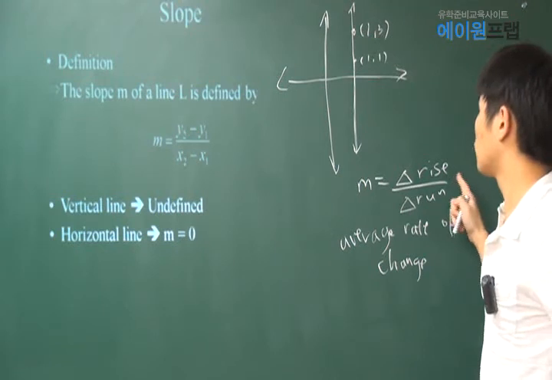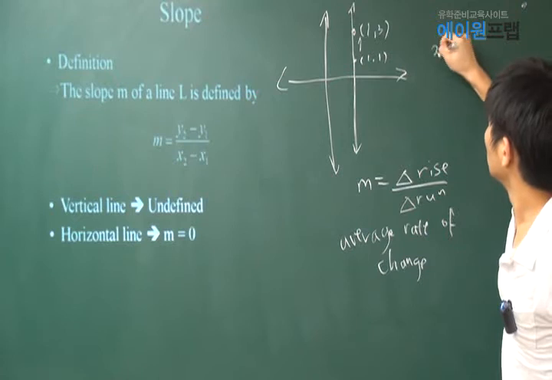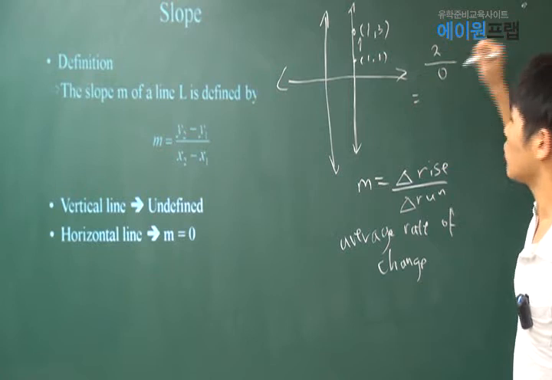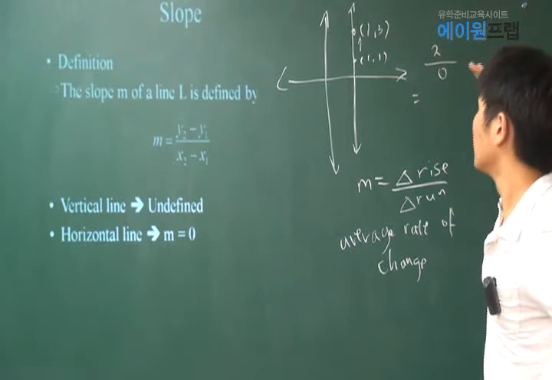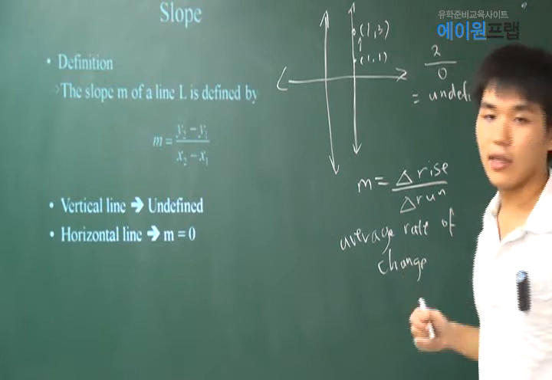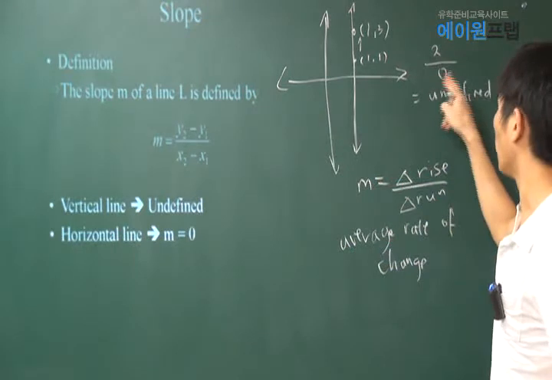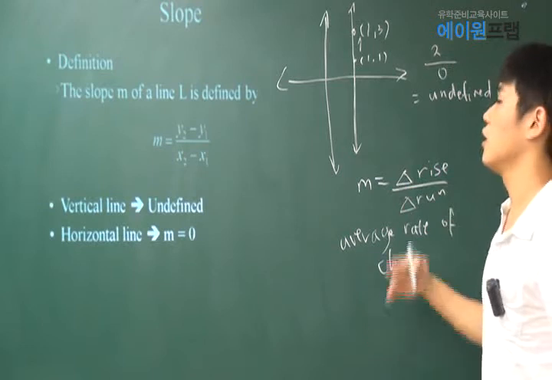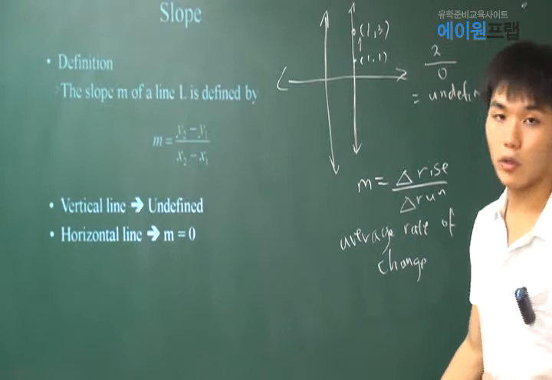So in this case, let's try to define the slope. The change in rise would be 2 over the run, which in this case would be 0. An important mathematical concept is that when you have 0 as the denominator, this is always undefined. So what I'm trying to tell you is that the slope of a vertical line will always be undefined. Why? Because the run is always 0, and in terms of a fraction, you cannot have 0 as a denominator, so it will be undefined. So, the slope of a vertical line is undefined. Now, let's move on to a horizontal line.